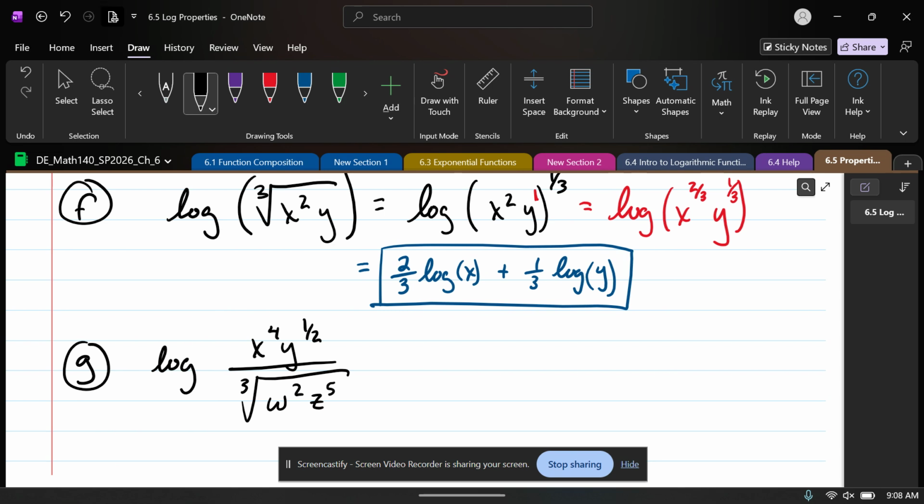You can do it. All right, so this one has the radicals, it has multiplication, it has division in it, it has exponents. This has it all. Okay, step one, split it apart into subtraction.